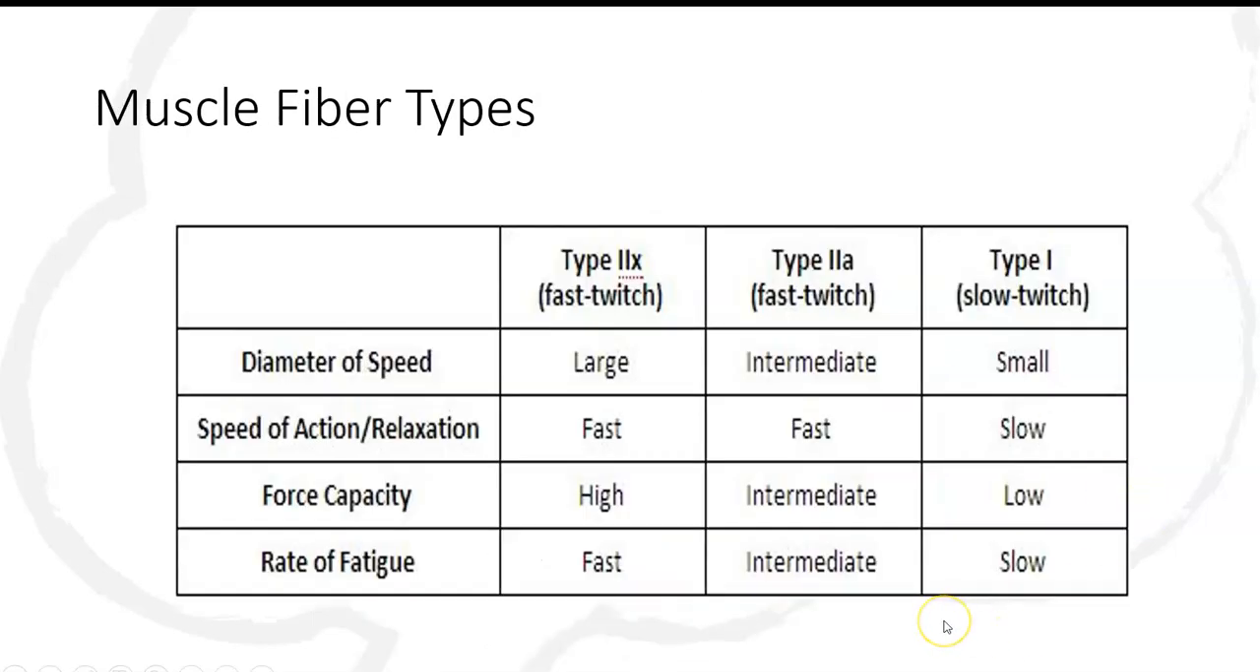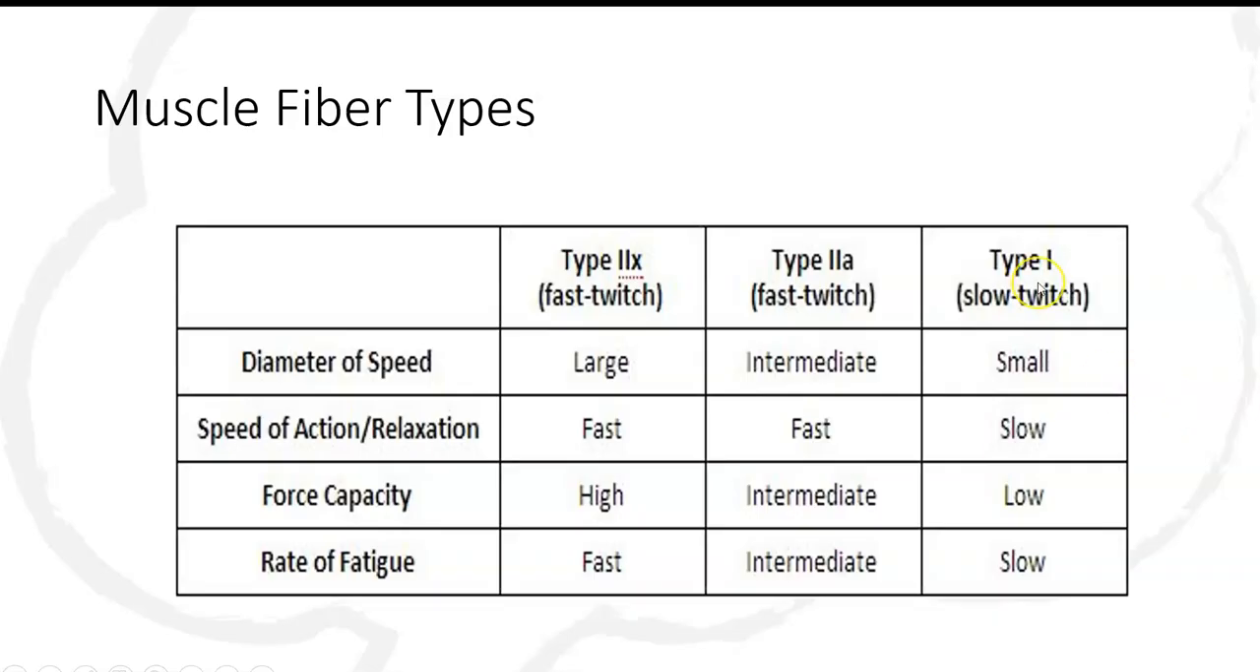Okay, so this is what I just said in a chart form. Type 2X, which are our type 2Bs, we have our fast twitch fibers. Diameter of speed is large. The speed of action and relaxation is extremely fast. The force capacity is high output, and the rate of fatigue is also very quick.